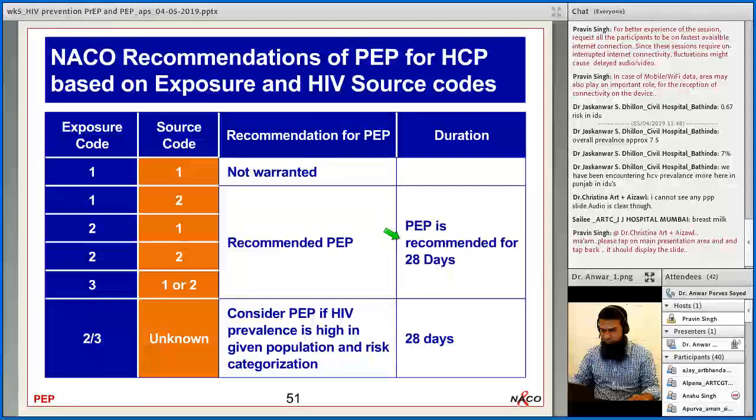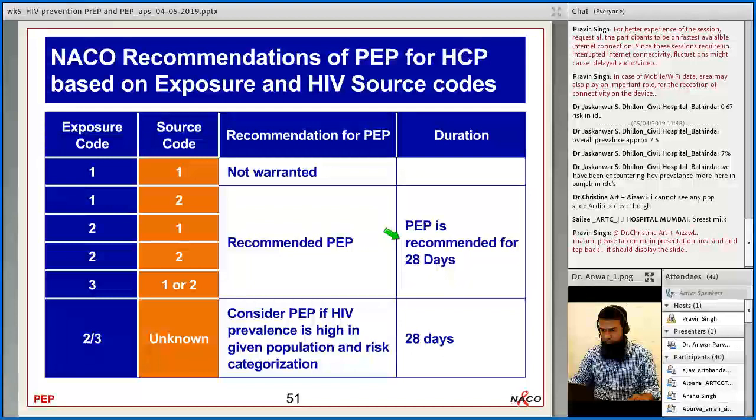So it is given for 28 days. Why 28 days? Again, there is very limited evidence on that. Some studies were done in macaques, comparing different time periods, and in those who were given it for 28 days, zero transmissions happened. These are the kinds of studies you cannot do on humans, obviously. And that's how this 28 days comes in.